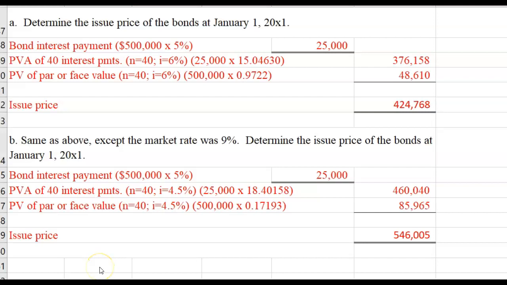Well, that's all for this video. In our next video, we will calculate interest payments where the year end is different from the interest payment date.